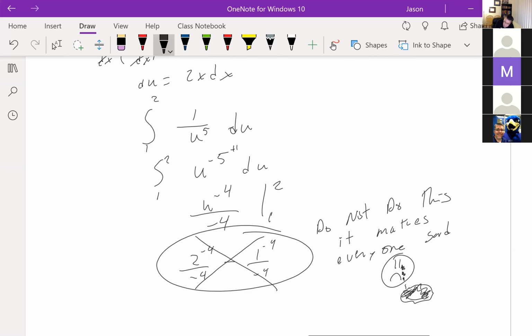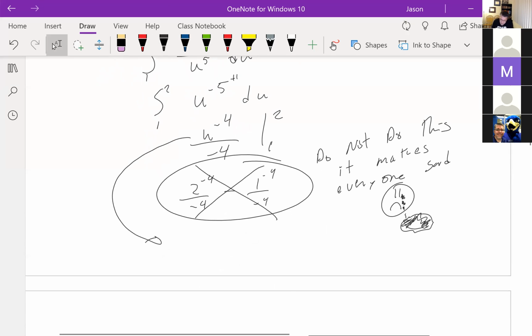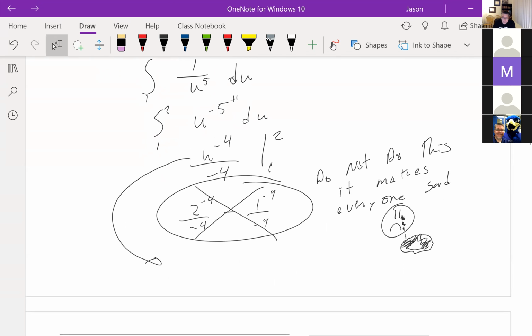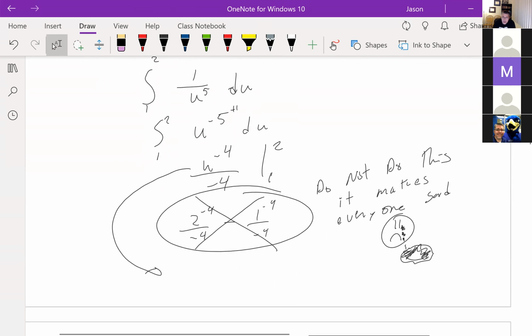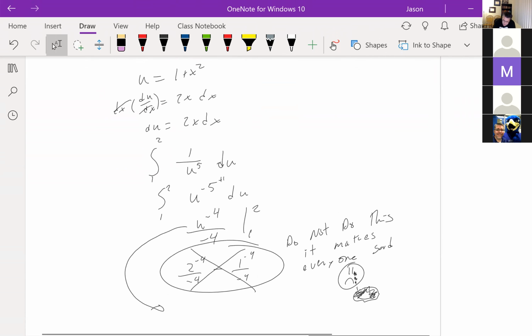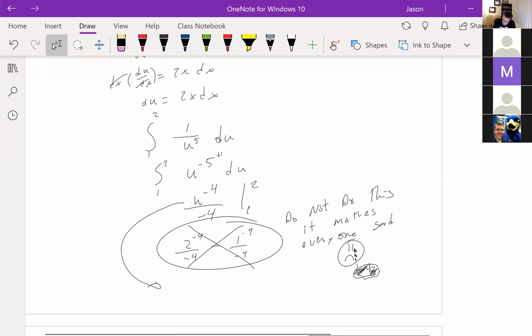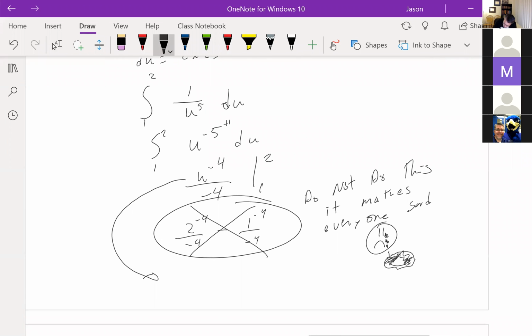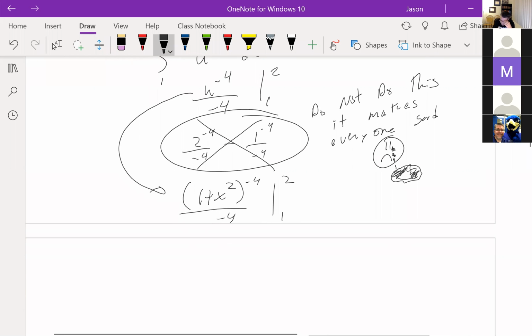What you need to do is plug back in for your X. What was the original X value? I'm sorry, what was the original U? U was 1 plus X squared, right? So this is 1 plus X squared to the -4th over -4, evaluated from 1 to 2. Interesting. So what's this thing going to be?